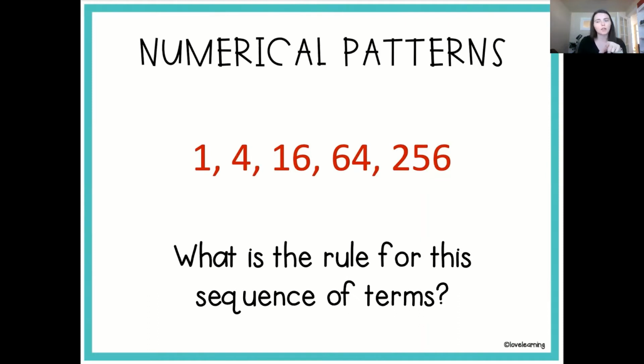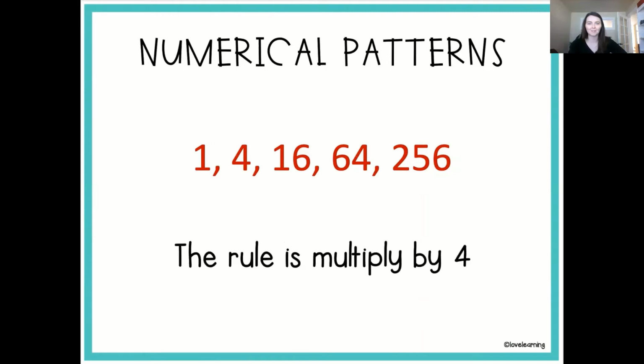So then this is where it gets tricky because my mental math or my immediate knowing, my math facts, I don't know what 16 times 4 is off the top of my head. But if I do some quick partial products, I know that 4 times 10 is 40. And 6 times 4 is 24. And 40 plus 24 would get me 64. All right. So let's see here. The rule is just to multiply by 4.